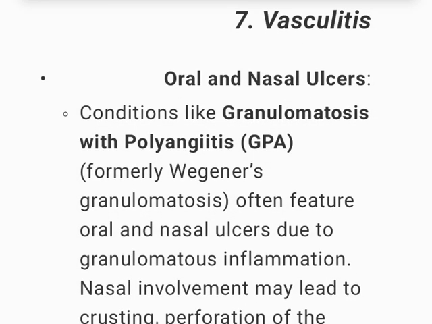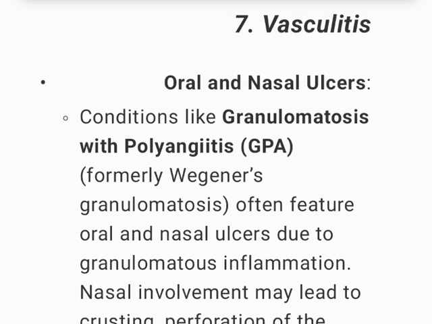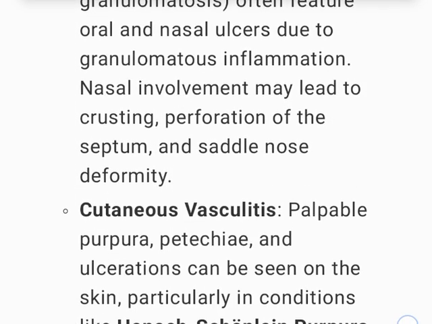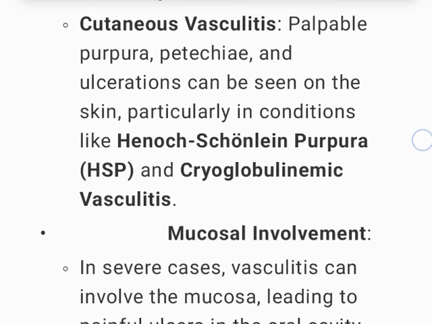7. Vasculitis, oral and nasal ulcers. Conditions like granulomatosis with polyangiitis, GPA, formerly Wegener's granulomatosis, often feature oral and nasal ulcers due to granulomatous inflammation. Nasal involvement may lead to crusting, perforation of the septum, and saddle nose deformity.